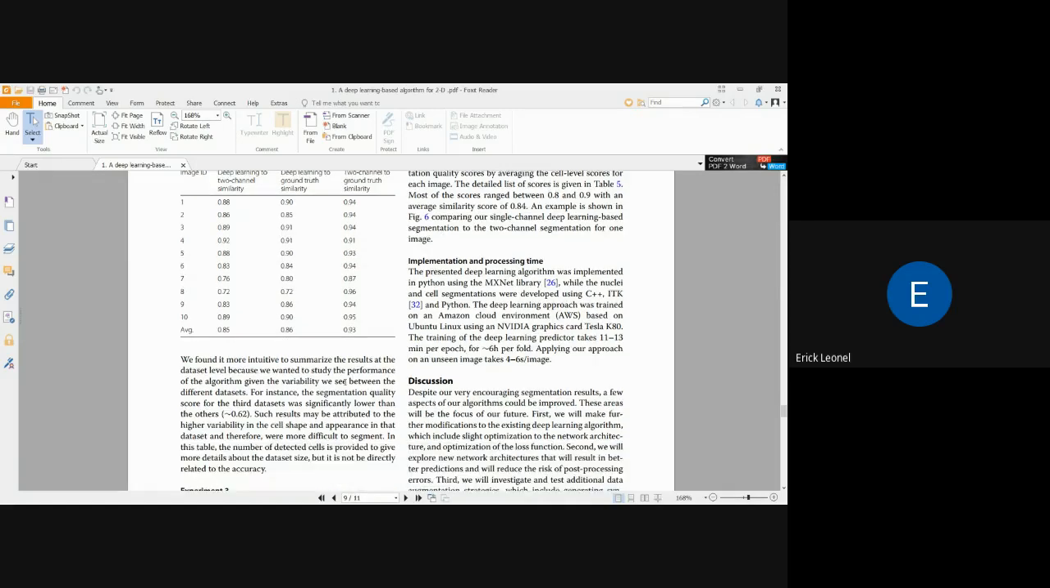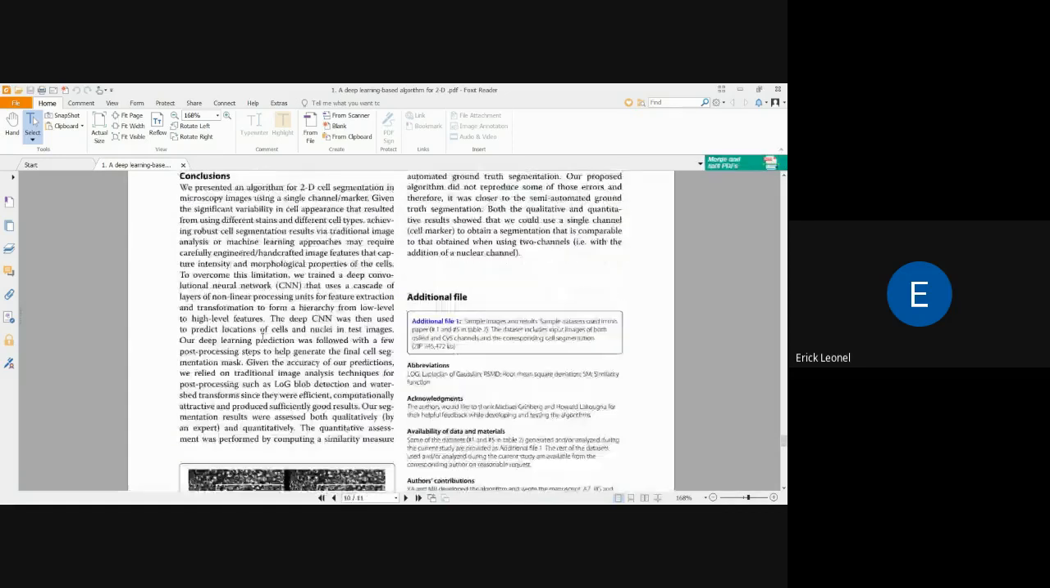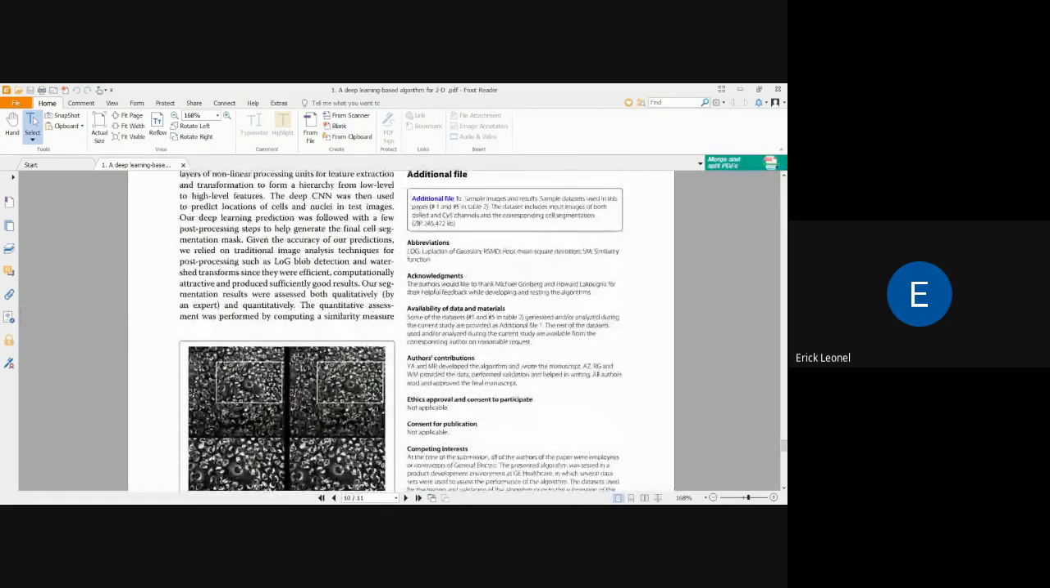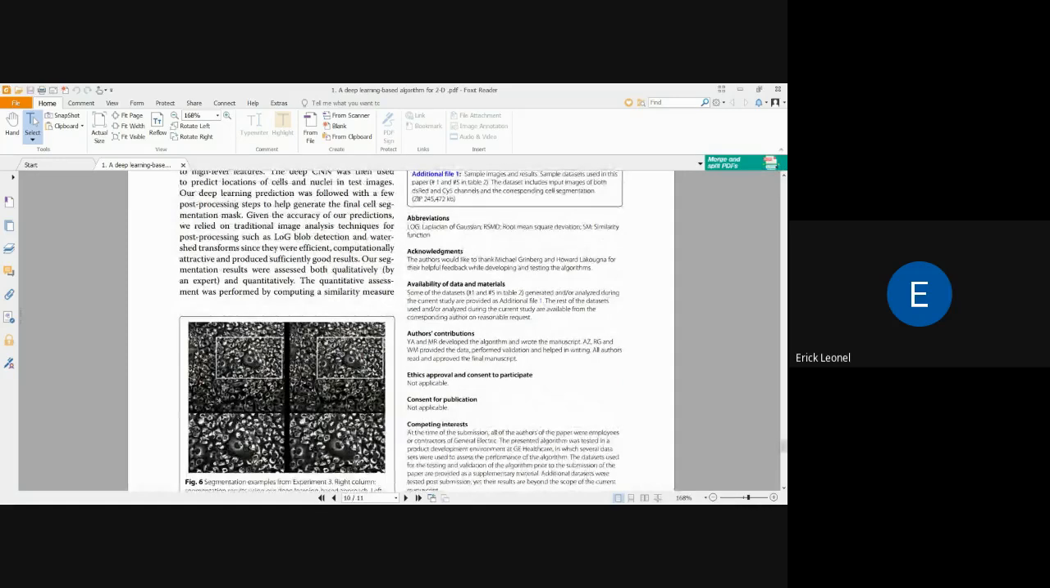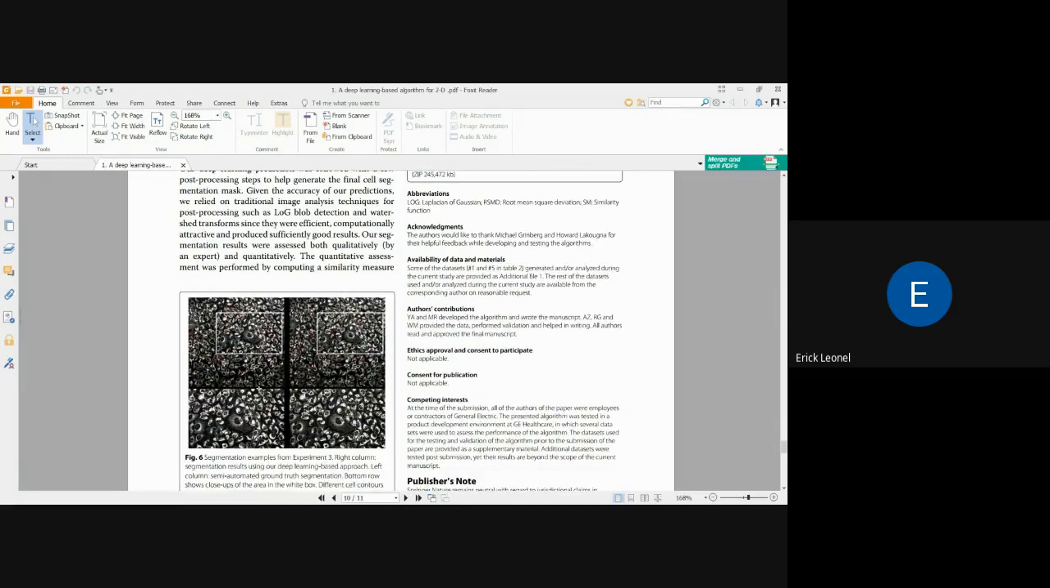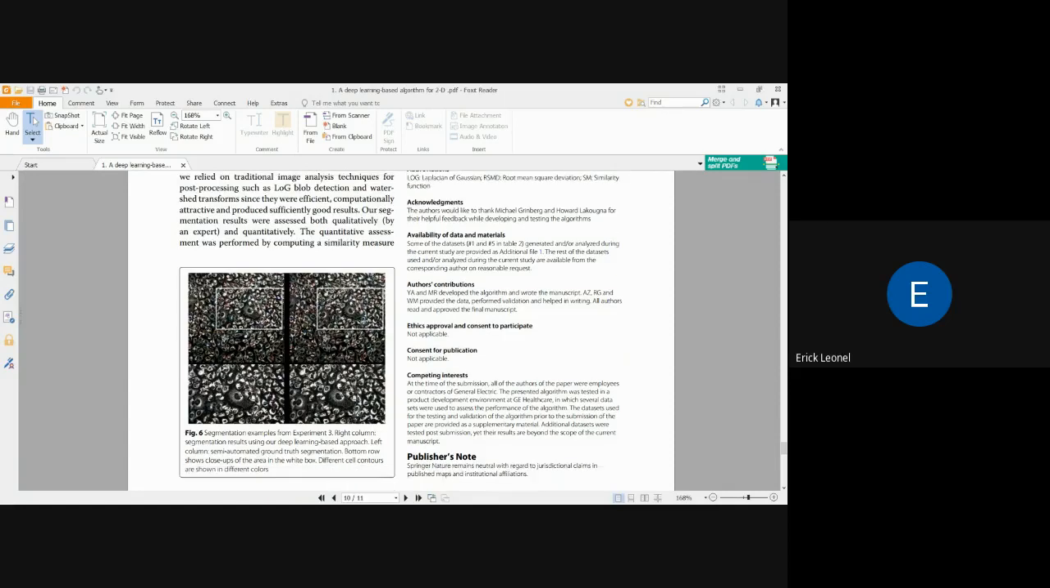And finally, regarding experiment 3, Figure 6 shows an example comparing single-channel deep learning-based segmentation to the two-channel segmentation for one image. On the right column, segmentation results using the deep learning-based approach, and on the left column, semi-automated ground-truth segmentation. Finally, the bottom row shows a close-up of the area in the white box. Different cell contours are shown in different colors. So that's all. Thank you for your attention.